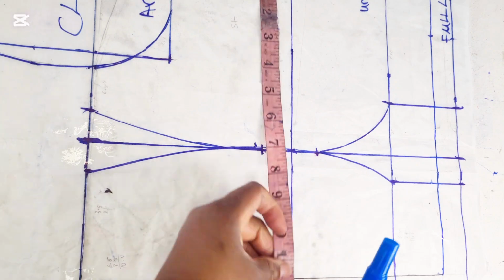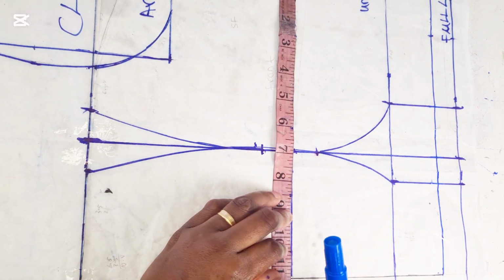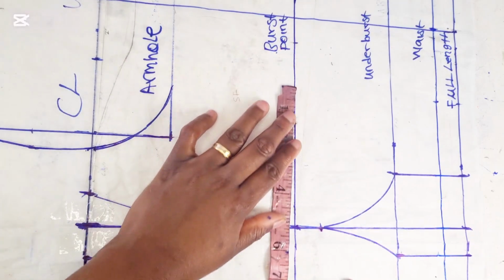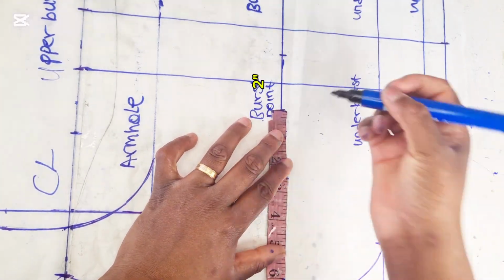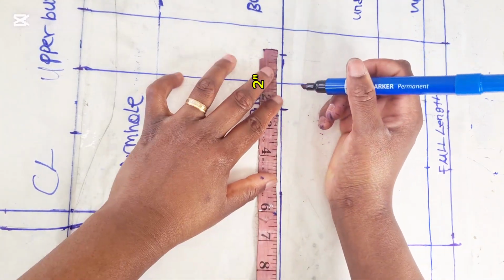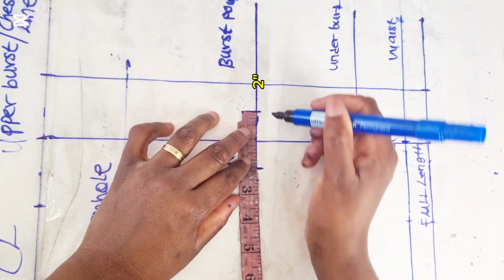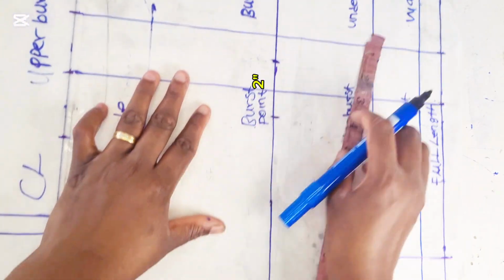So right now we'll start marking our horizontal measurement. So my bust circumference is 45.5 divided by 4. We're going to get 11.5. So this is me placing 11.5, drawing 11.5, then adding 2 inch sewing allowance by the side. So that is basically what I did here.